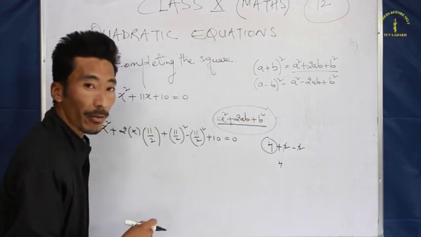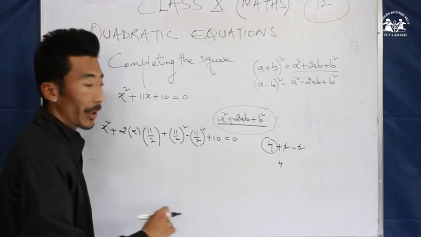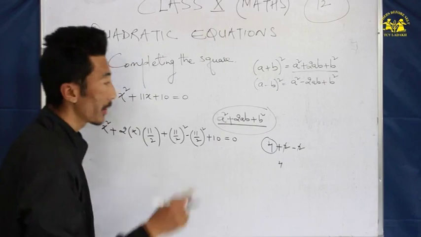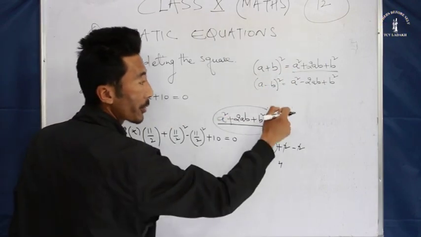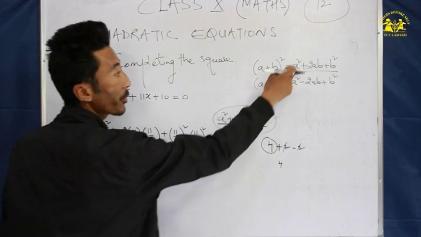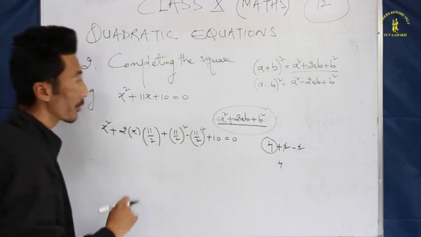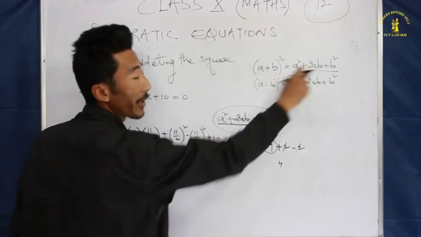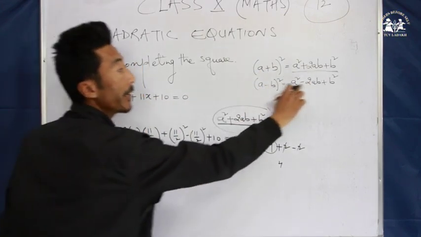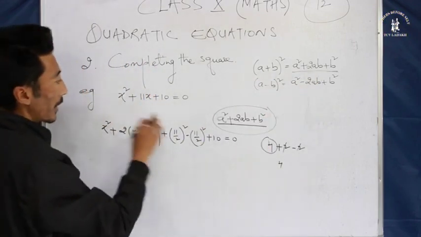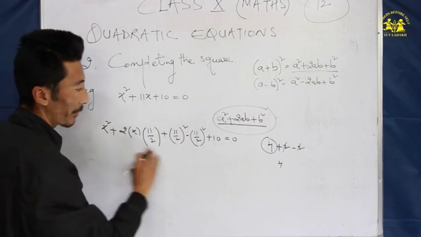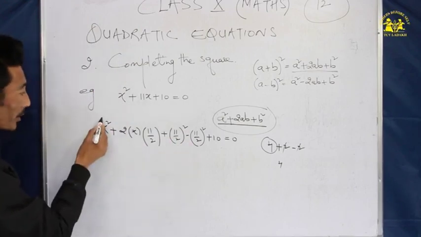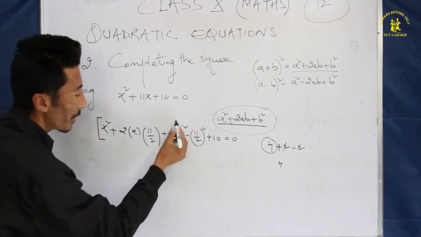The expanded form is a square plus 2ab plus b square, or a square minus 2ab plus b square, are the options. The second term has a positive sign, plus, so it is the plus identity. Okay, next step.